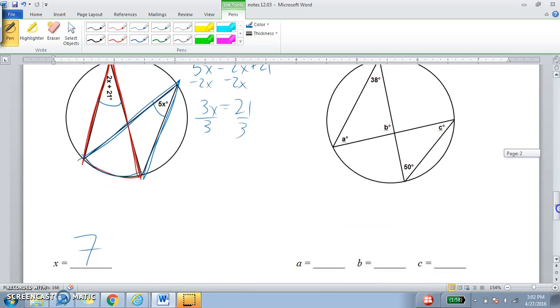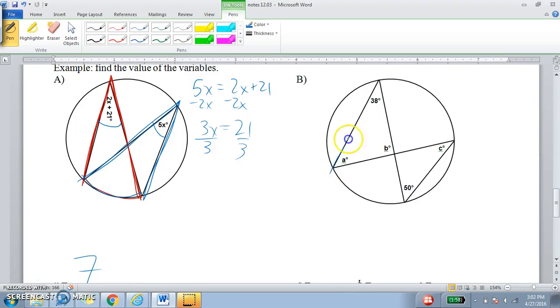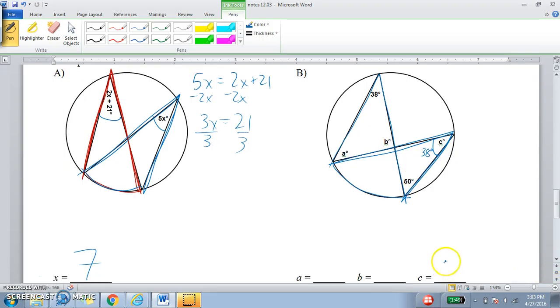Similarly over here, whoops. So we've got more variables, more things to solve for, but if I look, okay, I've got this inscribed angle, 38 degrees. It's cutting out this arc. So is this angle right here, cutting out this arc, which means this angle is also 38 degrees. So C is 38. Now we've got to find A and B.